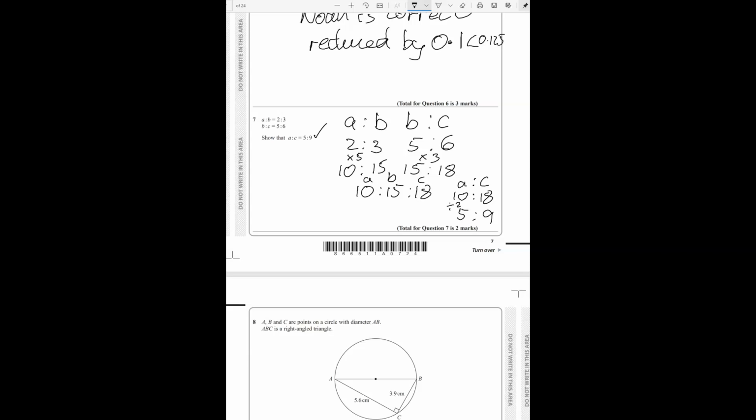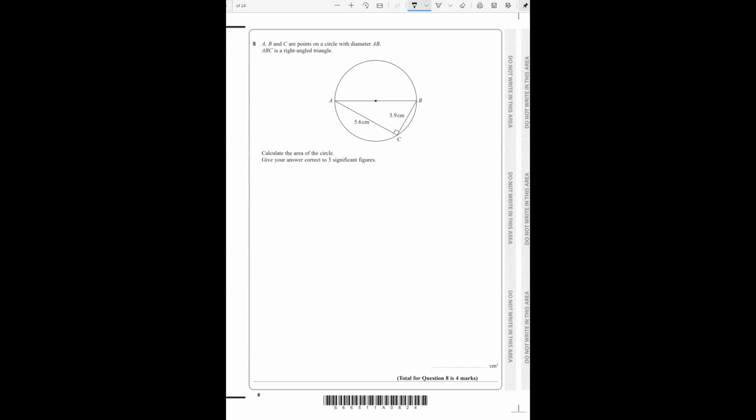Right, question 8. ABC are points on a circle with diameter AB. ABC is a right angled triangle. Circle theorem, we know that. Calculate the area of the circle. Well, the area is pi r squared. So we do need to work out what AB is, because that's going to be our diameter.